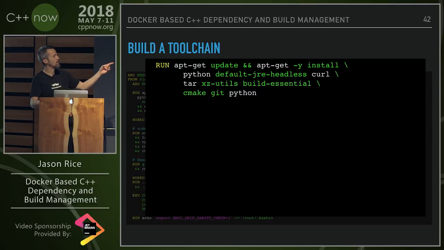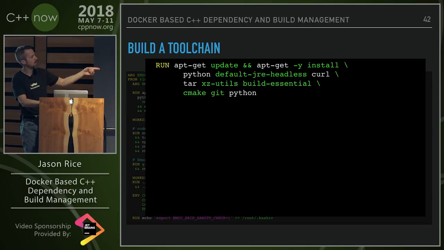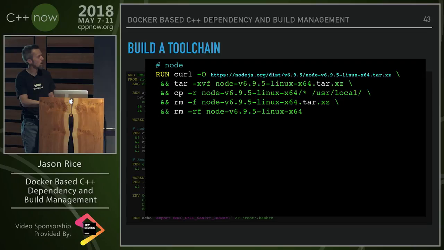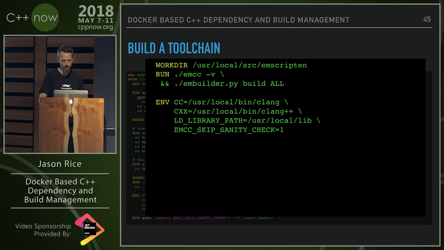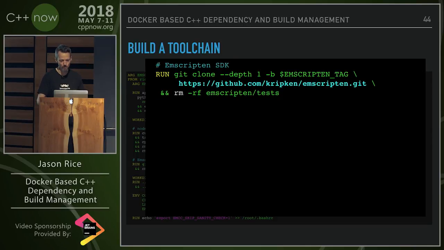And here's where I have the inefficiency with curl, tar, and xz-utils, because later I'll install Node.js, which I could have done in a separate build stage. But you need Node.js for running Emscripten, and it's also useful for testing. And here we just clone the repo, and that's it. And I delete the tests because the tests are huge.